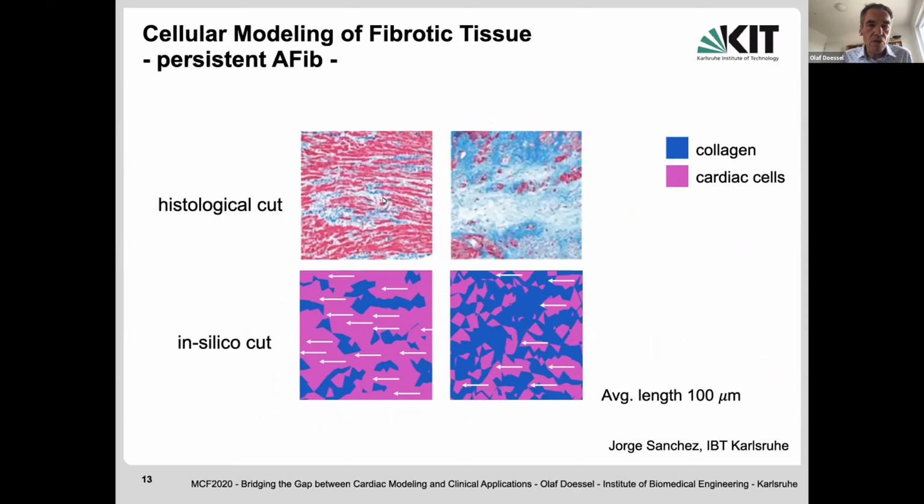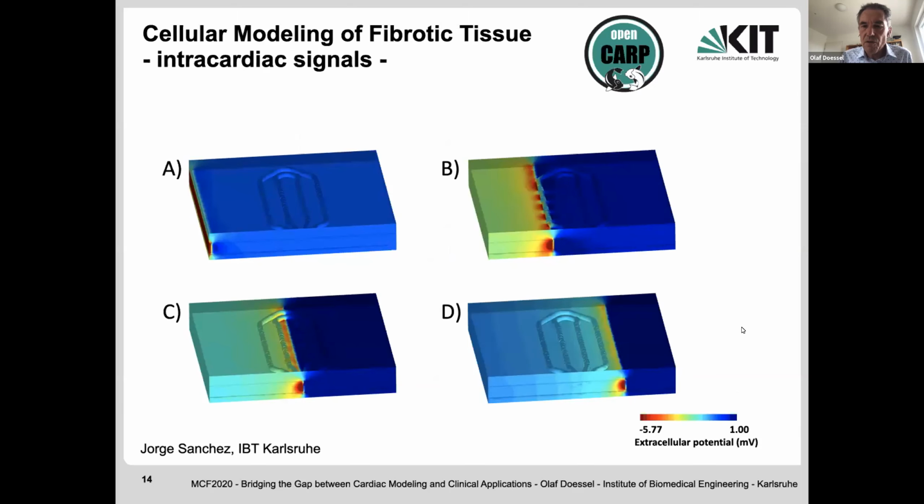And so Jorge made a very detailed model on the micrometer scale. You see here a mild fibrosis, and here is severe fibrosis in a histological cut. And this is the in silico model that he made out of it. And you see that there is an average length of fibrotic tissue here of 100 micrometers. And to make sure that the computer model of electrophysiology is good, you need an extremely large number of voxels. And here is now the calculation of the spread of the depolarization front, which is initialized here.